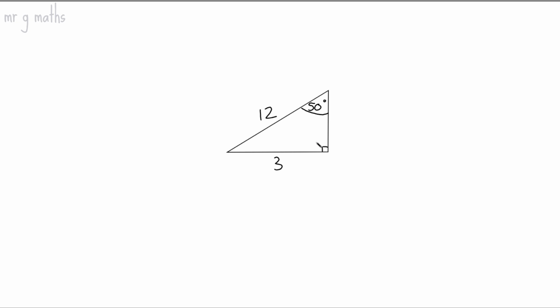Well, the most obvious one is always the hypotenuse. It's opposite our right angle, and it's the longest side of the triangle, so that's going to be this side right here, the 12. How about the adjacent? Well, we know the adjacent is in line with both of our given angles, so that's going to be right here. And by process of elimination, the opposite is going to be this side down the bottom, length 3.